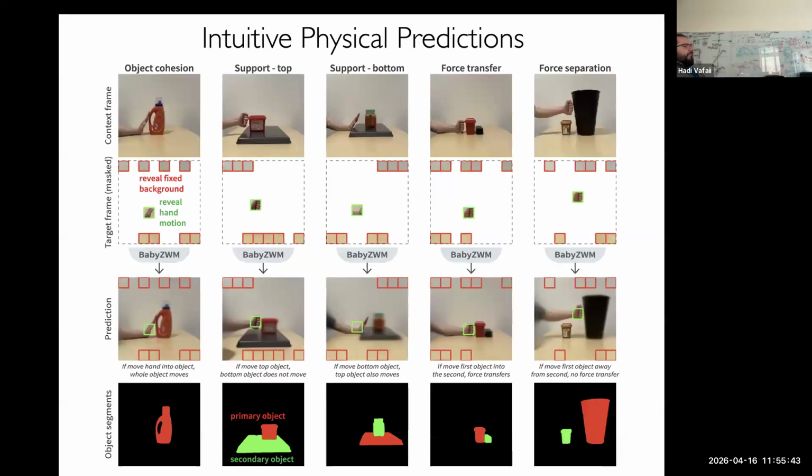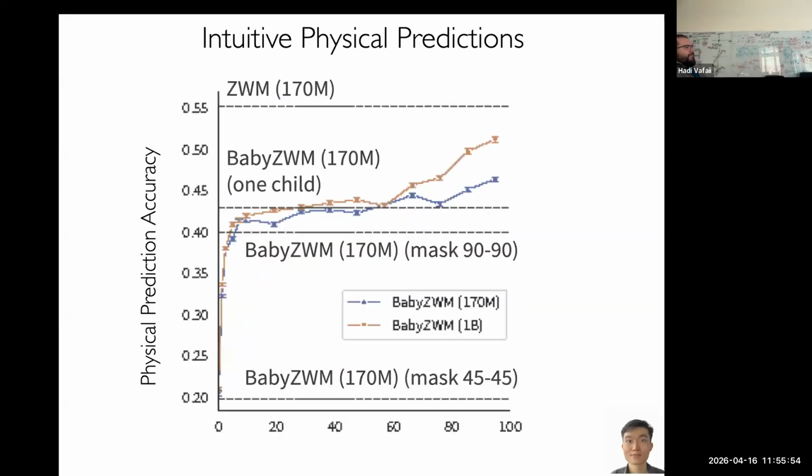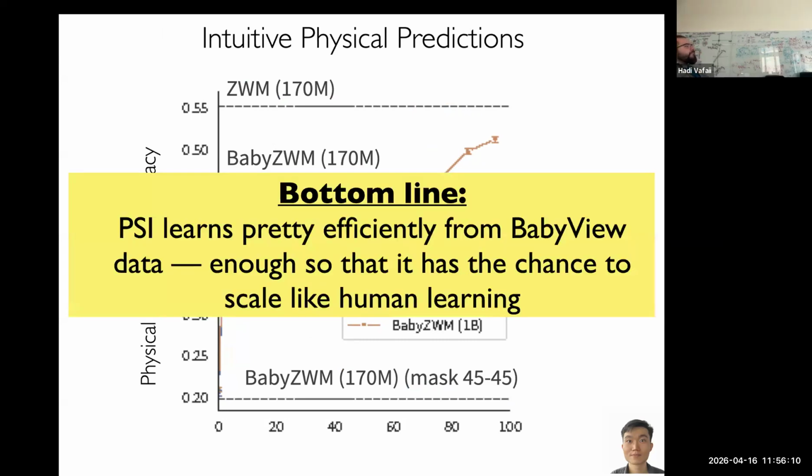And then here are some other things, like intuitive physical predictions. This is stuff like, if I push the thing, what will happen to it, or if it's supported, if I push the top, will the bottom move, or if I push the bottom, will the top move, force transfer. And again, it turns out that these models are very effective at learning these quantities. The zero-shot predictions about these simple intuitive physical concepts arise very effectively. So the bottom line is that it learns pretty efficiently from baby data, enough so that it has the chance to scale like human learning.